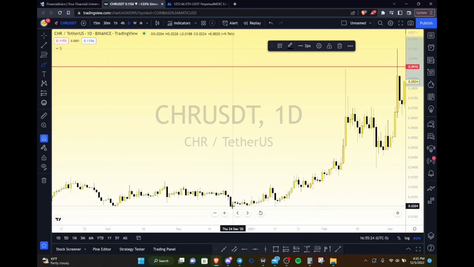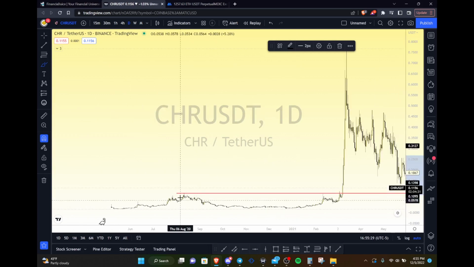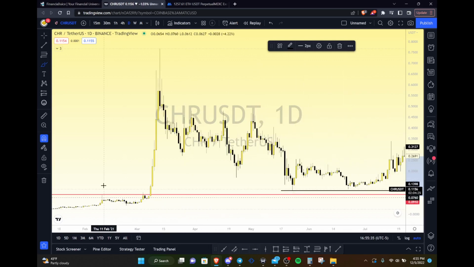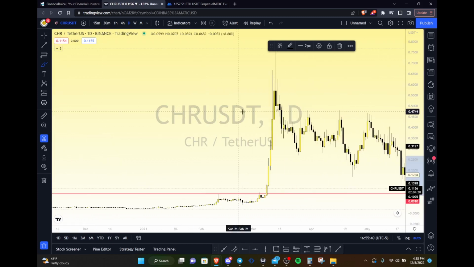Now, it doesn't mean it won't, but it will probably be extremely difficult because it's losing pretty much its all-time high of 2020, or right around the all-time high of 2020. This was, yeah, so that is the all-time high of 2020, and that coincided with the all-time high of, nope, that was the all-time high.